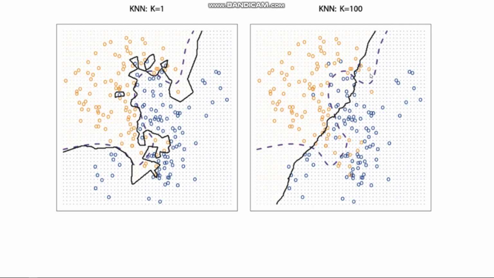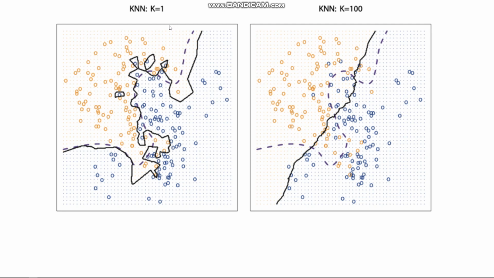And if you look at the data itself, the data seems to have this sort of swooping shape for the orange and this kind of swooping shape for the blue. And the dashed boundary is trying to capture more or less what that swoop looks like. So the solid boundaries here are the actual decision boundaries for k equals 1 and k equals 100.